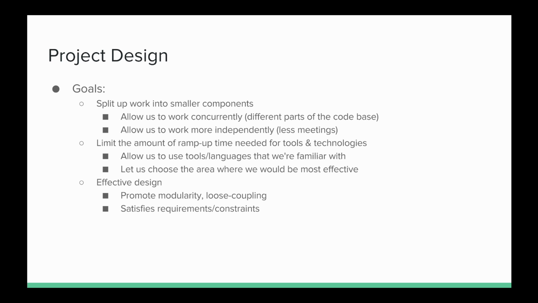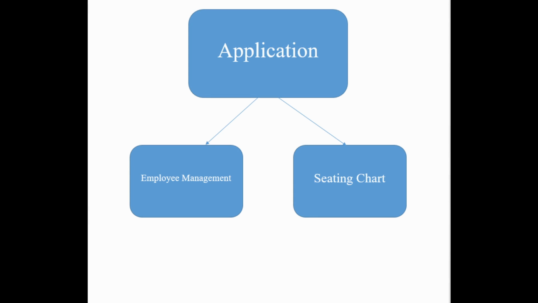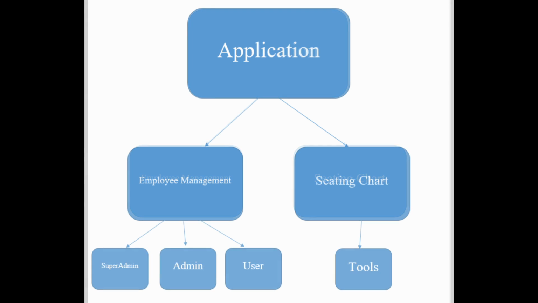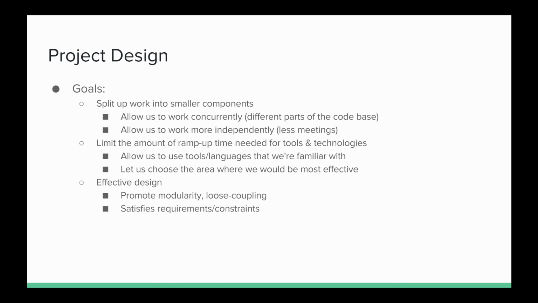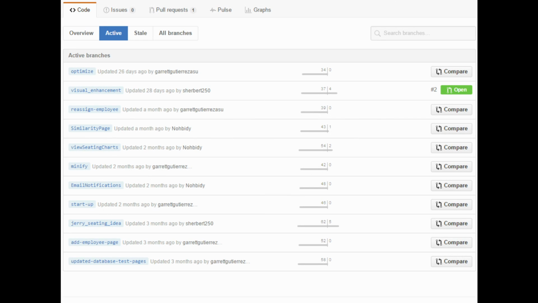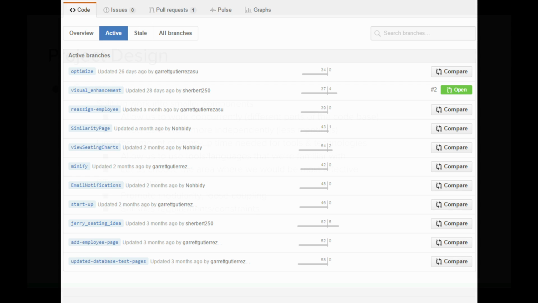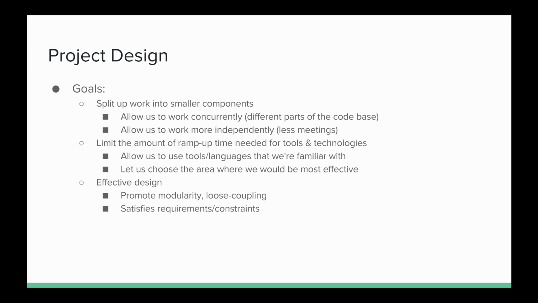The first goal that we have is to split up work into smaller components. So the idea behind this was, instead of thinking about our project as one big application, let's think about it as smaller systems that work together to solve the problem. Doing so would allow us to work more concurrently, meaning that we could either be working on different parts of the same code base or be working on completely different code bases altogether. It would also allow us to work more independently, meaning less meetings, more flexible schedules.